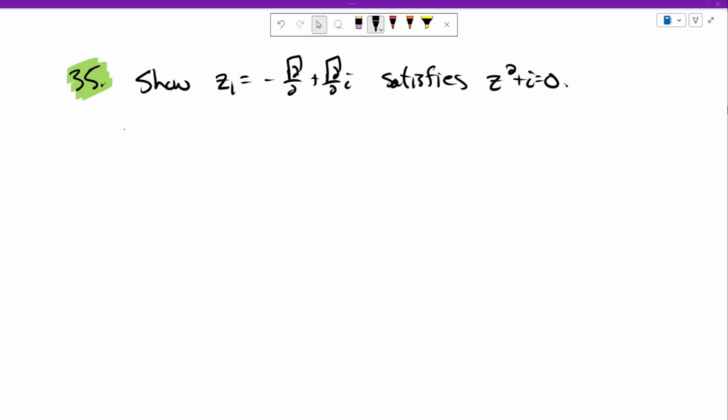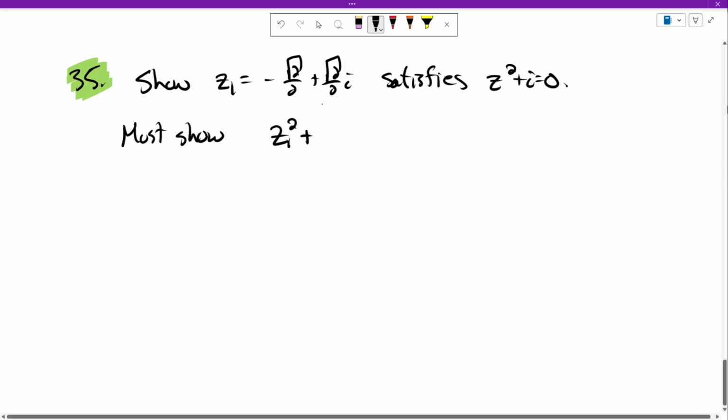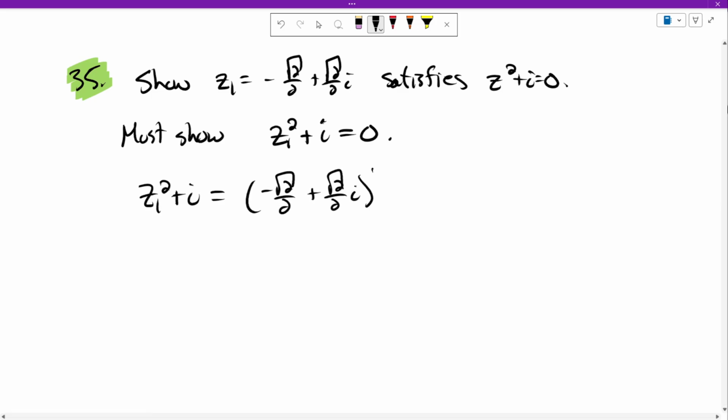So we need to show that when we use z1 instead of z, namely z1 squared plus i, should be 0. That's what we need to show. So let's compute z1 squared plus i and see that we get 0. We have negative root 2 over 2 plus root 2 over 2i, squared, plus i. And that's the expression we have to play with.